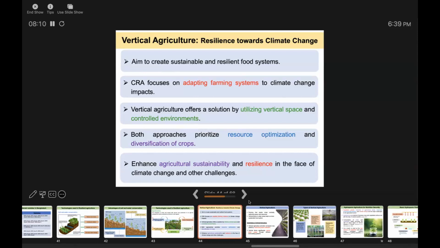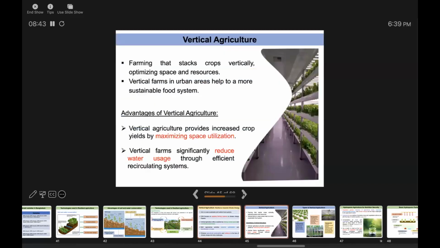Keeping this in mind, we are also adapting the farming system to climate change impact, and vertical agriculture is also a solution for utilizing vertical space in a controlled environment. Vertical agriculture not only ensures space utilization, it also has an impact on pest infestation, insect infestation, and other kinds of natural hazards, keeping the plant products free. So it enhances agricultural sustainability and resilience in the face of climate change and other challenges.